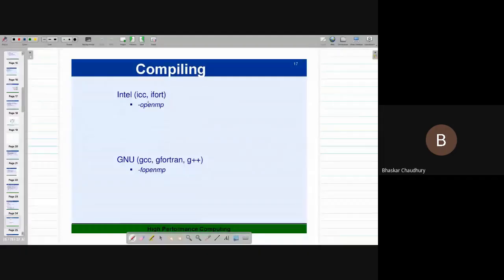Generally you do icc program name, but here you have to use this flag, minus O or Q OpenMP, which you can check. But in case of the GNU compiler, GCC, you have to use minus f. Remember this, because in our systems the GNU compiler is installed. So you have to compile your program using gcc -fopenmp and then the name of the program.